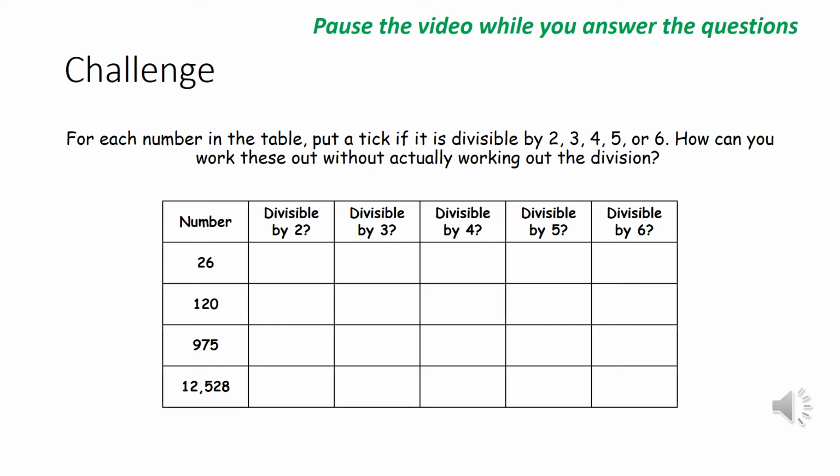Then you think, is it divisible by 3? Now thinking about my 3 times table, 3, 6, 9, 12, 15, 18, 21, 24, 27. No, it's not divisible by 3. And so on and so forth. What I recommend you do is very neatly, you'll need a ruler, draw out the table and then you can put the ticks in.